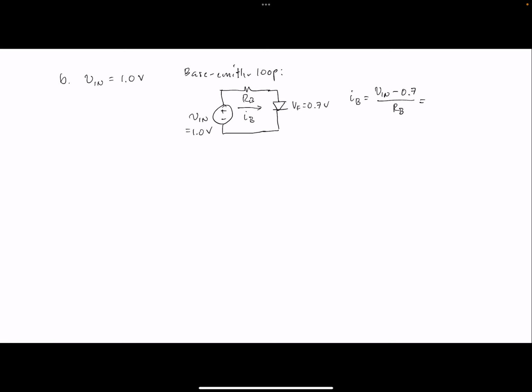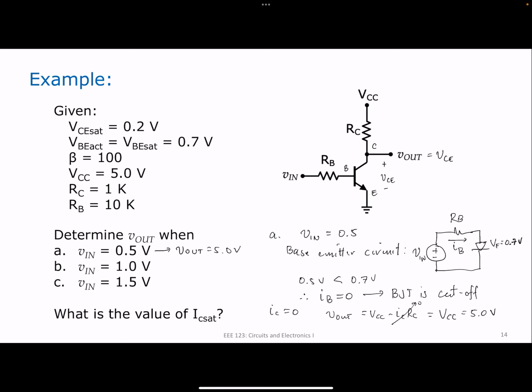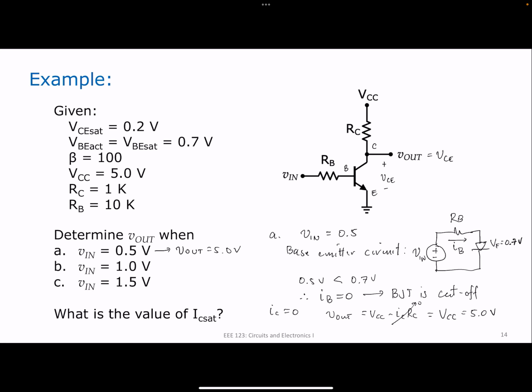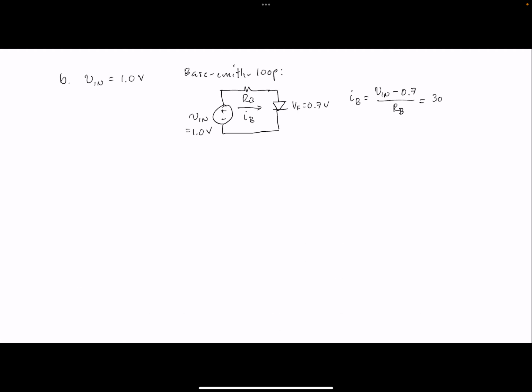So this is going to be 0.3 over, what is RB? RB is 10K. 0.3 volts divided by 10K: 0.3 over 10 is 0.03, or 30 microamperes. So we know that I sub B is going to be 30 microamperes. So let's assume the transistor is in active mode.